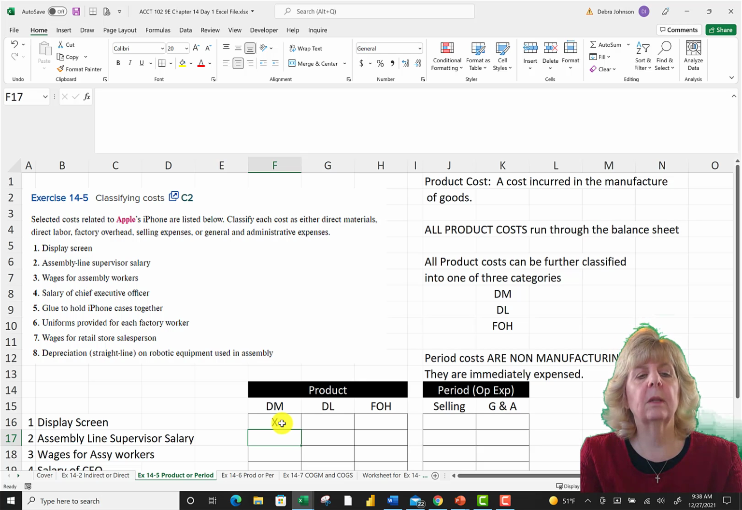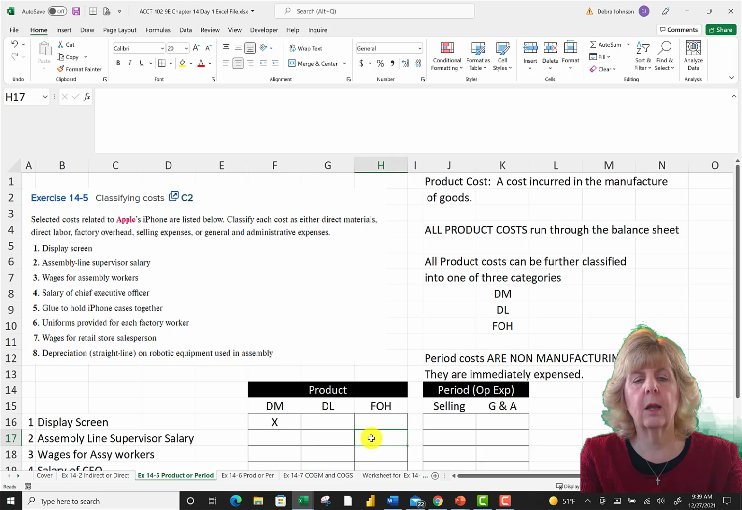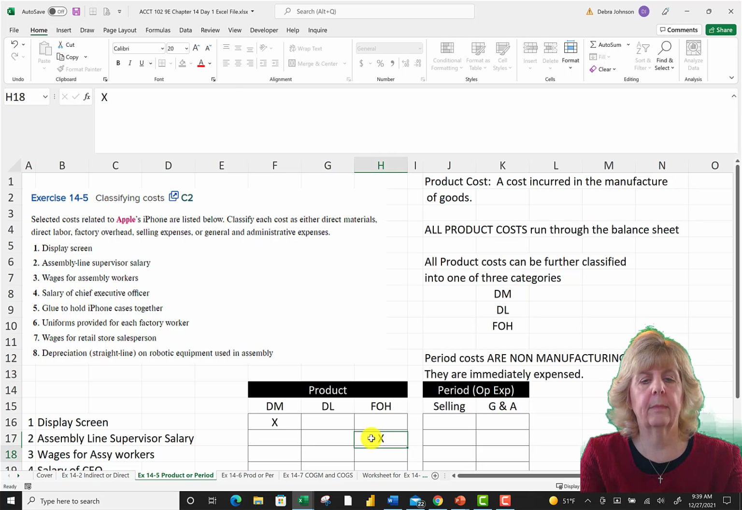The assembly line supervisor salary. We know that that is a product cost because the assembly line is inside the factory. And we know that supervisor salaries are not direct labor. They're not on the lines getting their hands dirty, so it would not be direct labor. So we're going to use that catch-all category of factory overhead.